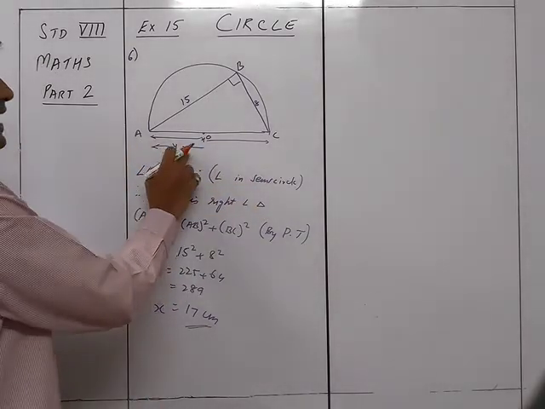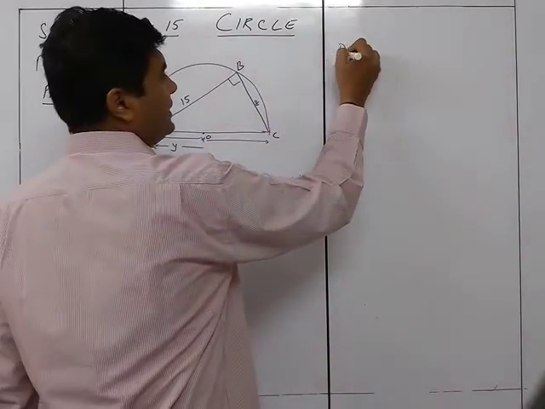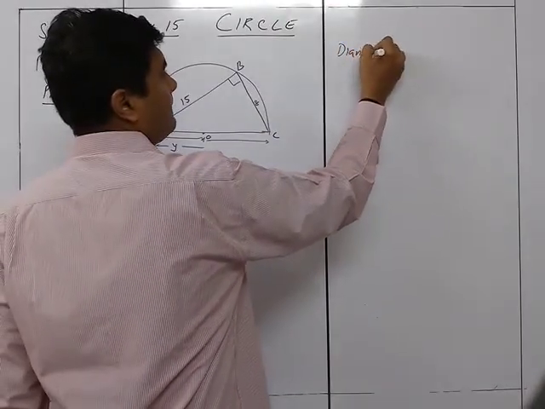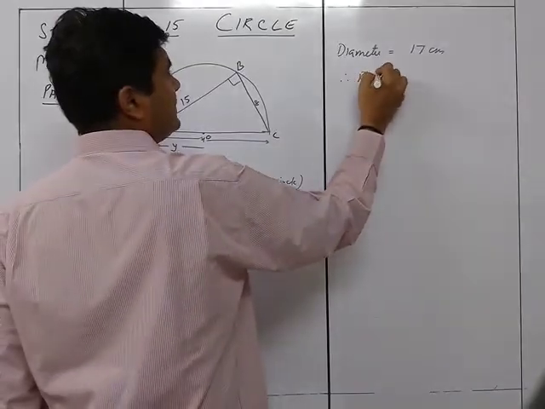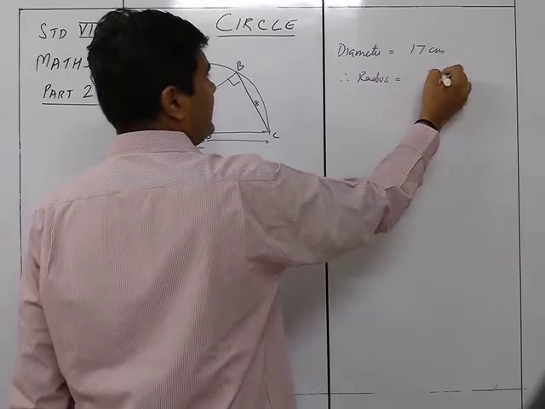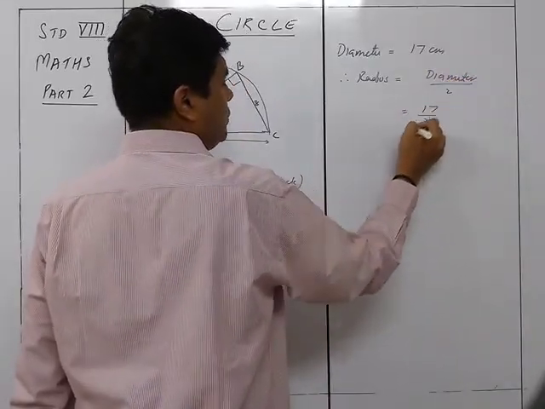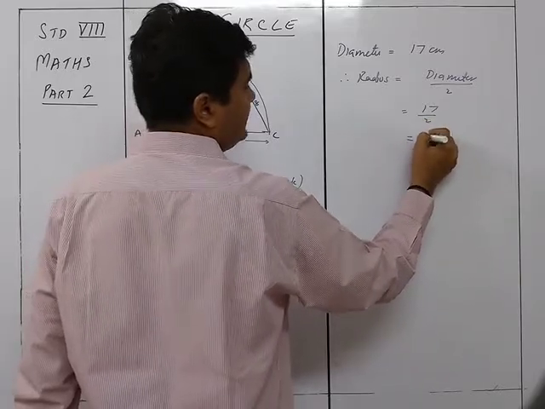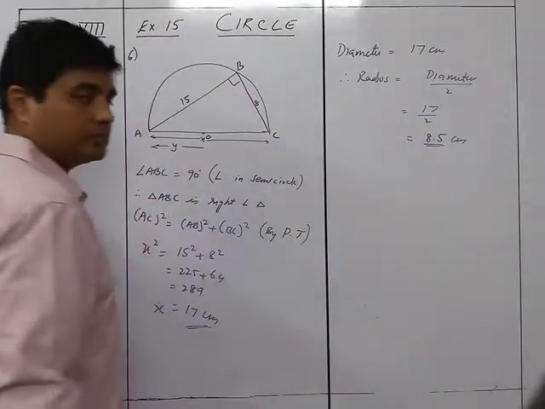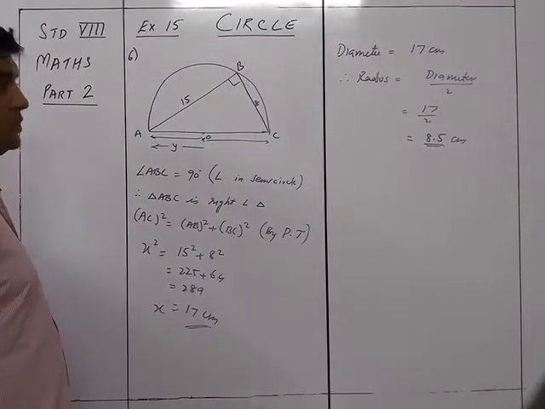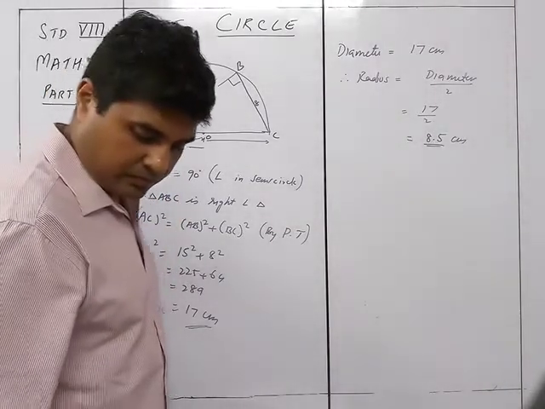But you know that y is the radius. If the diameter is equal to 17 centimeters, therefore radius is equal to diameter upon 2. So it is 17 upon 2, that is going to give you 8.5 centimeters. So that was the first part of sum number 6.